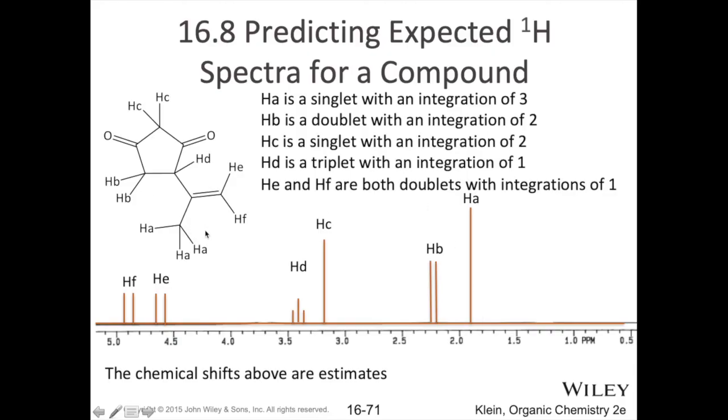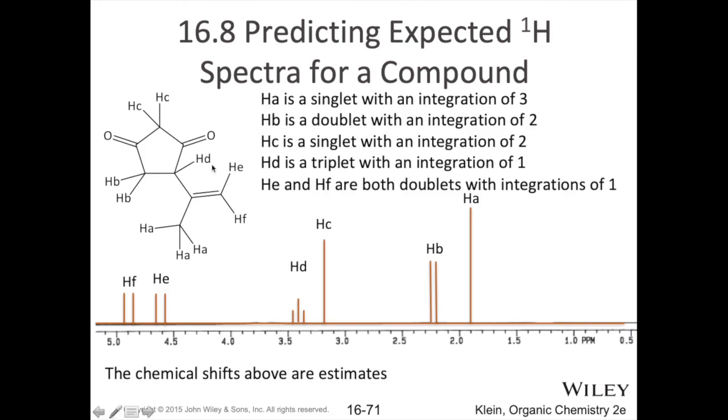Now, there isn't anything within 3 bonds that can split hydrogen A. The nearest neighbors are hydrogens D, E, and F, and they're at least 4 bonds away, and so hydrogen A just appears as a singlet with an integral of 3. Hydrogen B over here is close enough to hydrogen D to be split into a doublet by it, and since there are 2 protons here, it'll have an integral of 2. Hydrogen C is a singlet. It's kind of isolated. There's nothing near enough to split it, and again, it'll have an integral of 2 because both these hydrogens are equivalent to each other.